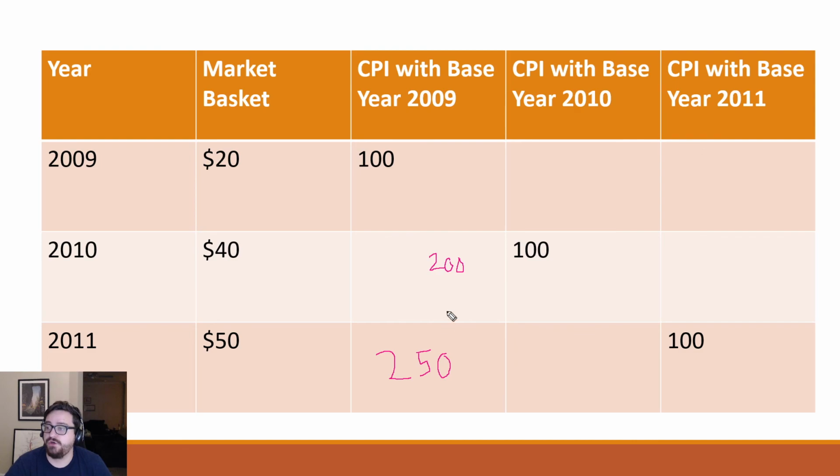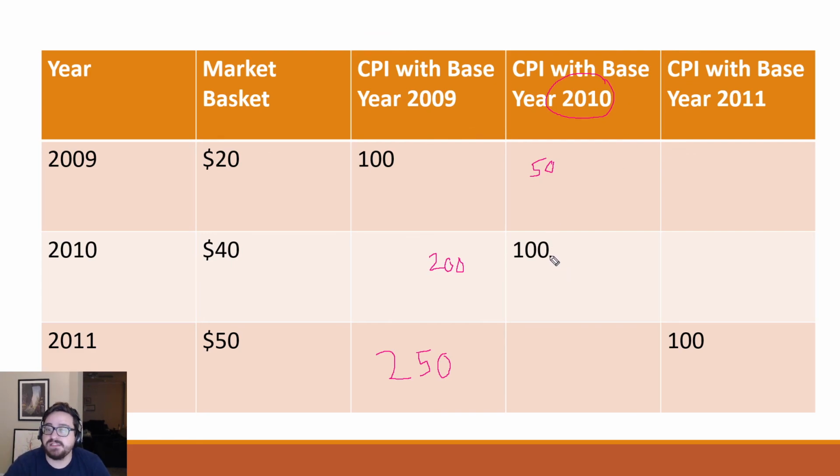Prices went up 150%. That also logically checks out. Here, to find this one, I'm doing 20 over 40 because I'm taking the price of my market basket in 2009 and putting it over the price of the market basket in the base year, and my base year is 2010 for this column. So it's 20 over 40 times 100. That would be 50, because 20 over 40 is 0.5, and 0.5 times 100 is 50.